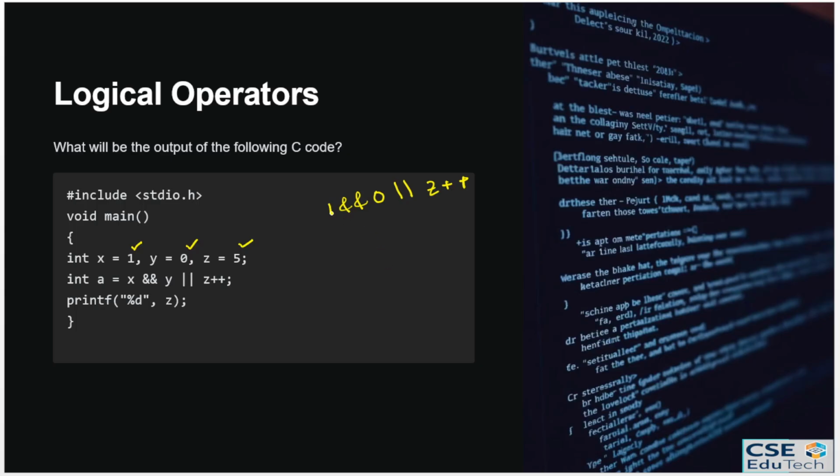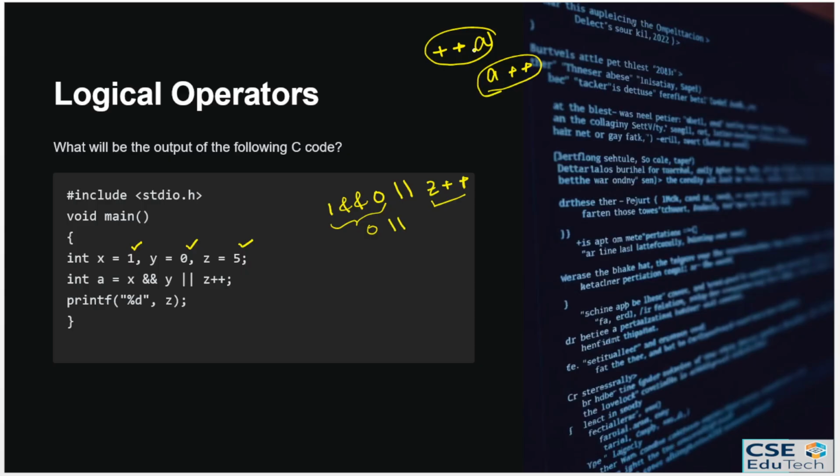Now in this case, for logical AND, if any one of the values is 0, the expression gives the output 0. And then the OR operation with z plus plus. The value of z matters here, because this increment operator is called post increment. If we apply plus plus before a, it is a pre increment, and if we write a plus plus, it is a post increment.